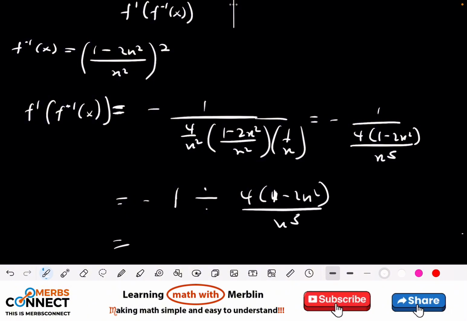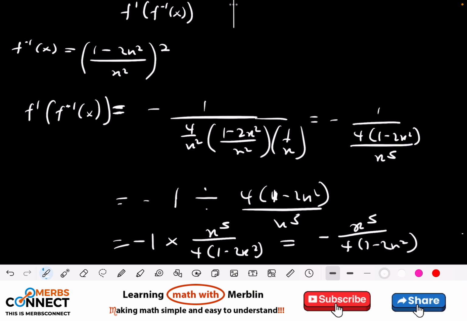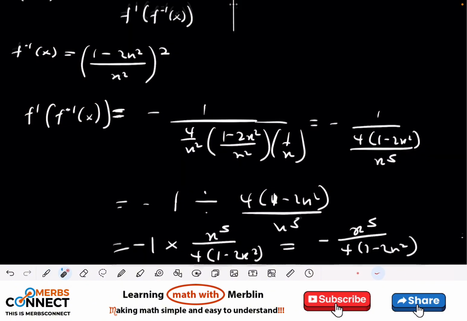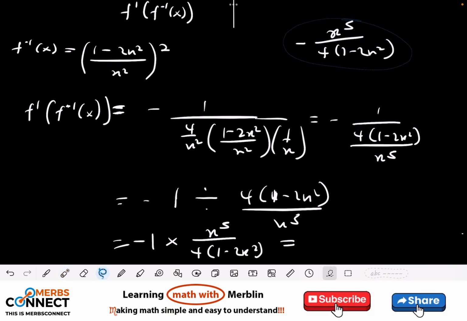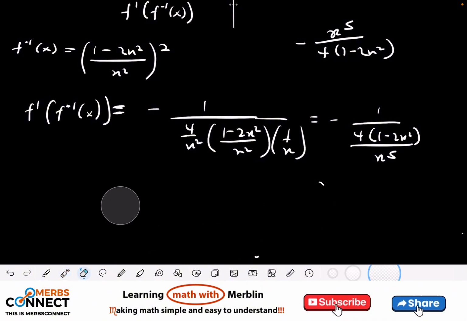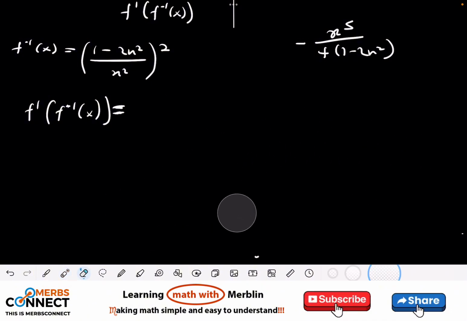And when we change this one to multiplication, we are going to have x to the power 5 over 4 times 1 minus 2x squared, and this is going to give us minus x to the power 5 divided by 4 times 1 minus 2x squared. So this will be this. This will be this, the one at the denominator, right? So now the one at the denominator is this. Let me pick it up there. Let me pick it up here. So let me just clean everything here and bring this guy here.